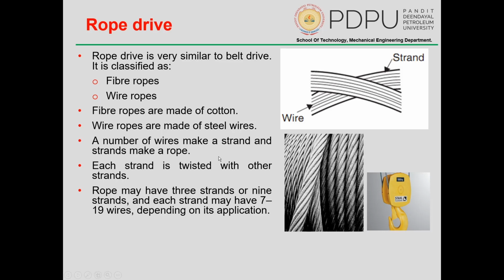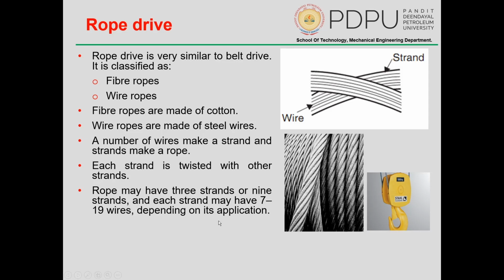Now what is a strand? You can see one strand here, like this is one strand. Multiple strands will generate one rope, and each strand is nothing but twisted wires. Multiple wires will be twisted together to make a strand, and multiple strands will be twisted together to make a rope. Basically ropes may have 3 strands or 9 strands, and each strand may have 7 to 19 wires depending on the application, right?